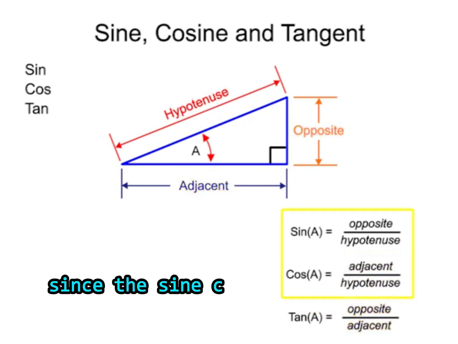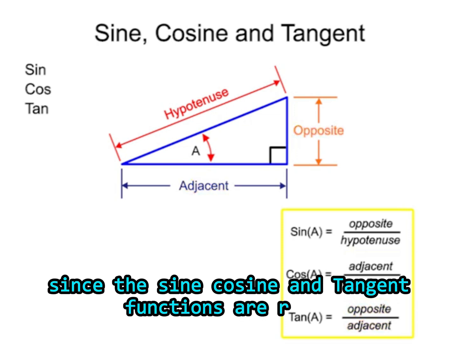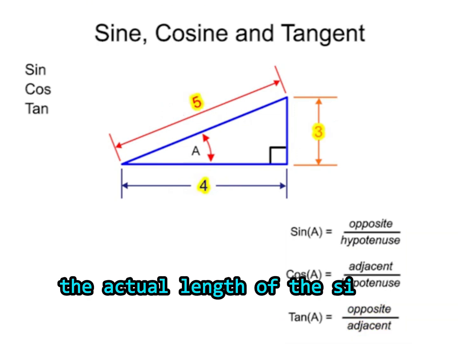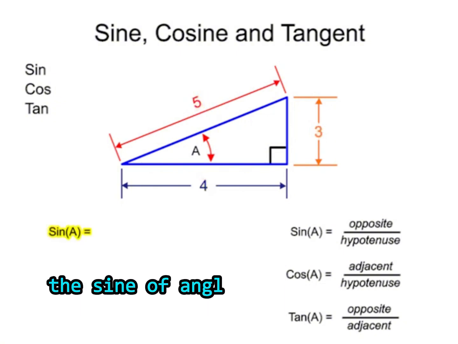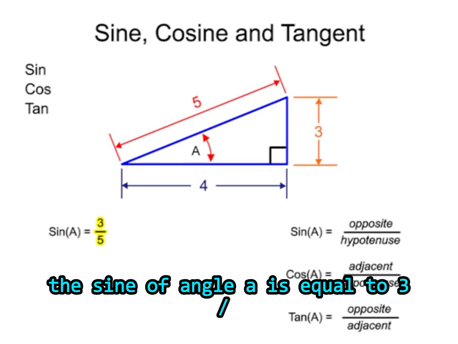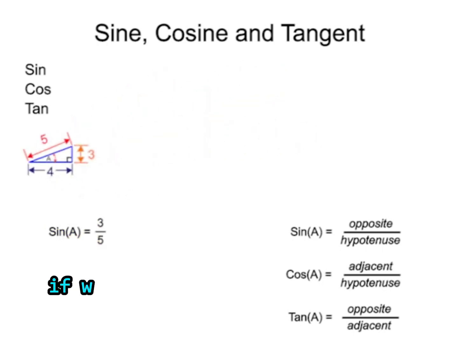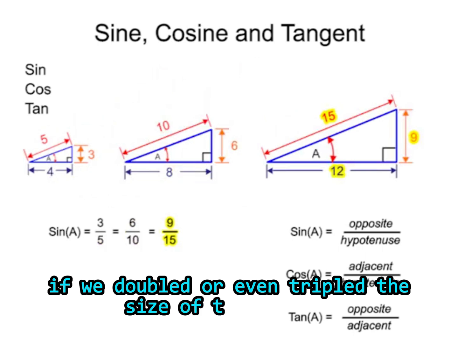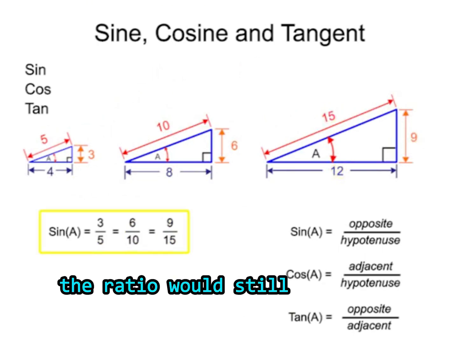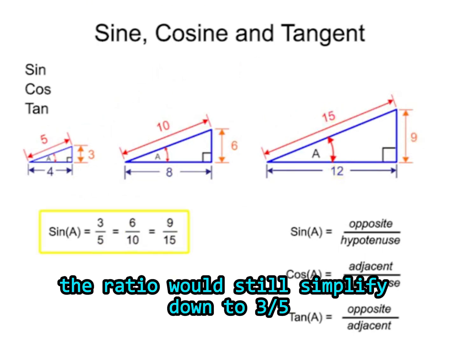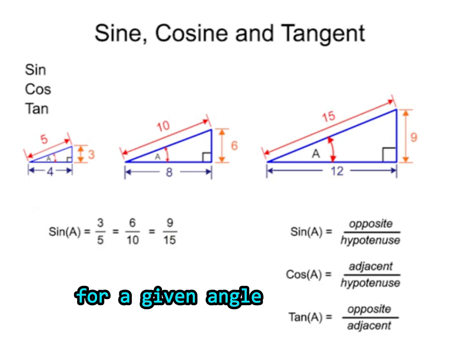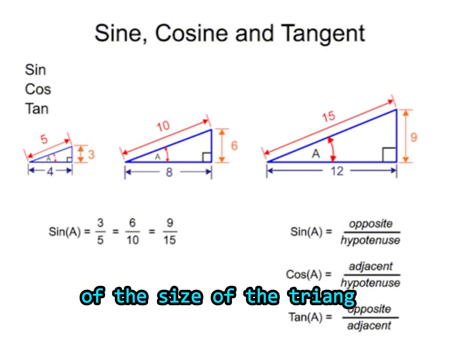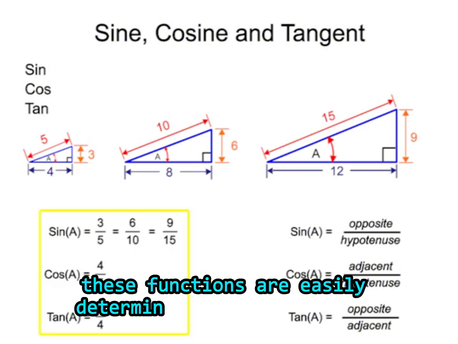Since the sine, cosine, and tangent functions are ratios, the actual length of the sides can vary and produce similar angles. For instance, in this triangle, the sine of angle A is equal to 3/5. If we doubled or even tripled the size of the triangle, the ratio would still simplify down to 3/5. Since the value of the ratio is the same for a given angle regardless of the size of the triangle, these functions are easily determined with a calculator.